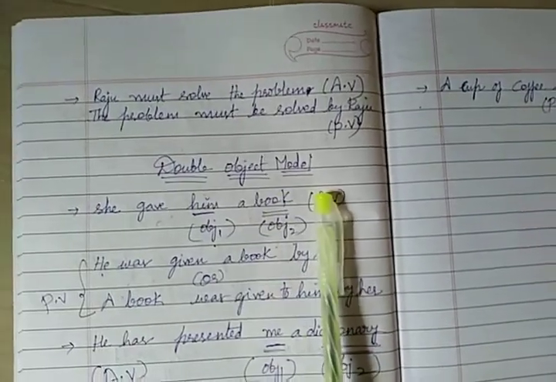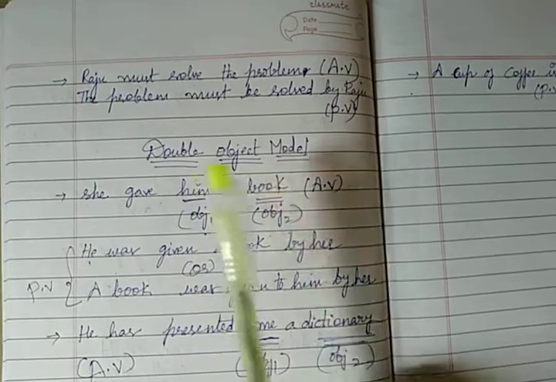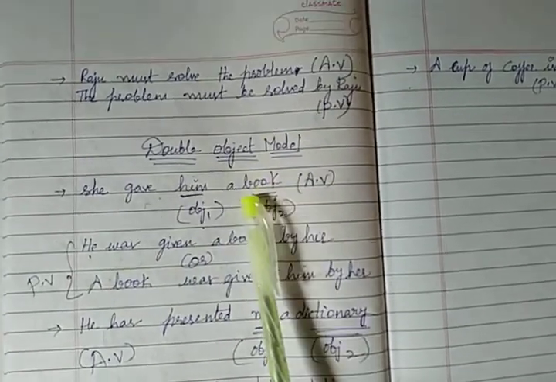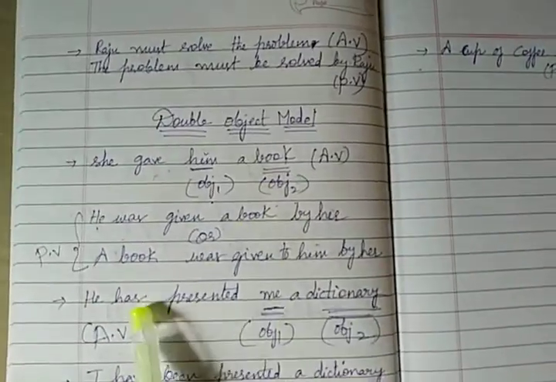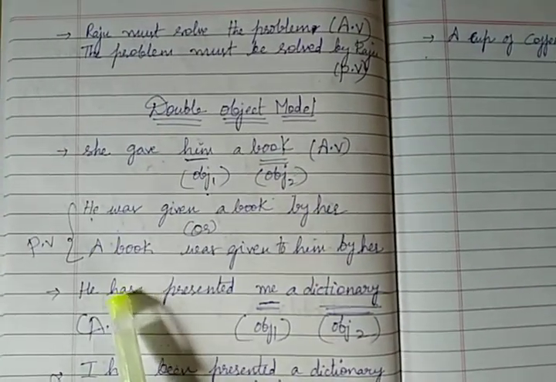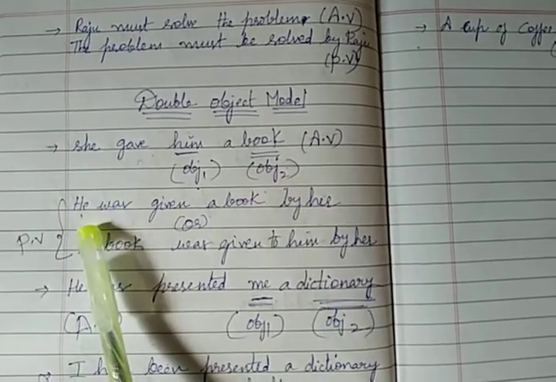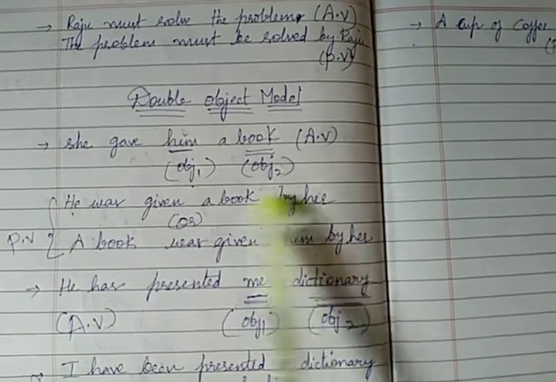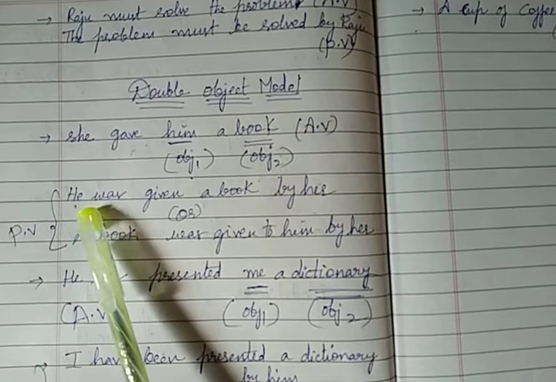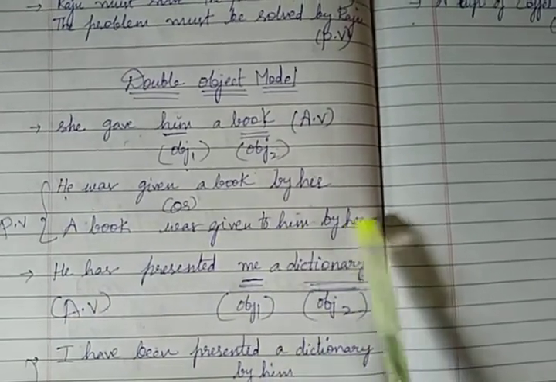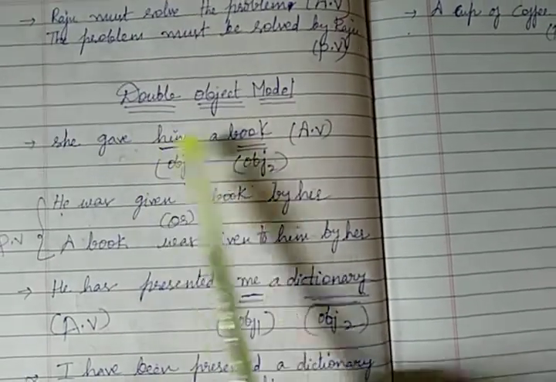Here double object model. So here the object is there twice. So two times object is present in a sentence. Object 1, object 2. So you can make a passive voice with two objects. With object 1, you may have a passive voice. He was given a book by her. Here he is first object. A book was given to him by her. It's a second object.